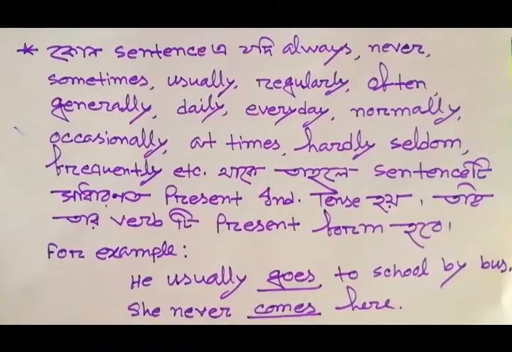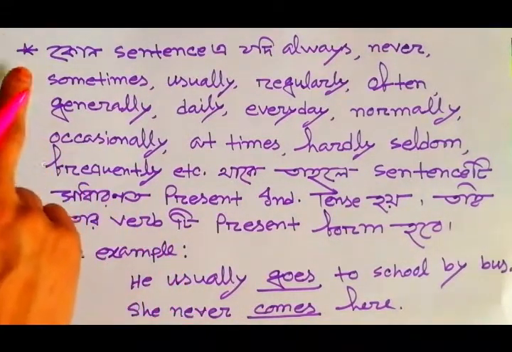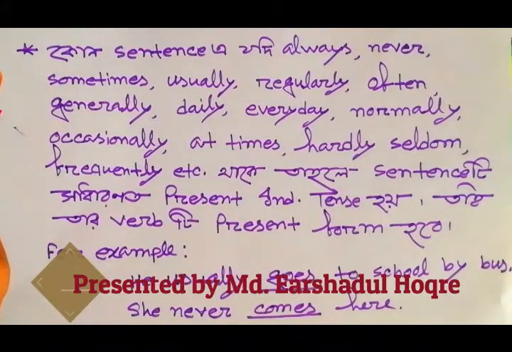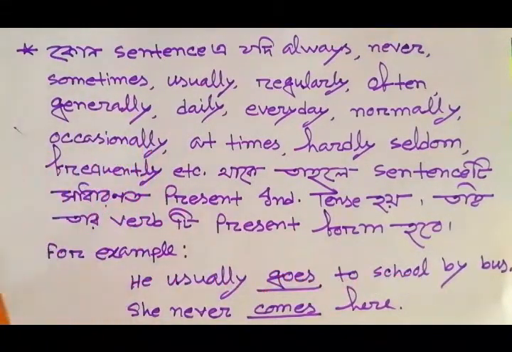My dear students, please listen to me and look at the exercise book on sheet. I have given our rules about right form of verb. I've written, if you find in any sentence always, never, sometimes, usually, regularly, often, generally, daily, every day, normally, occasionally, at times, hardly, seldom, frequently, etc., then the sentence will be present indefinite.